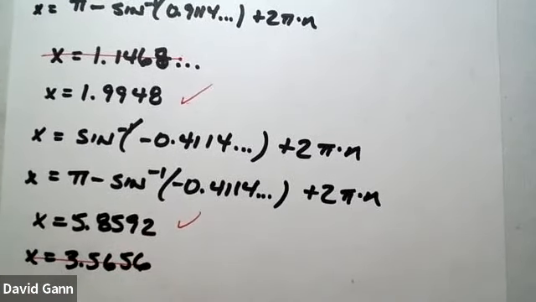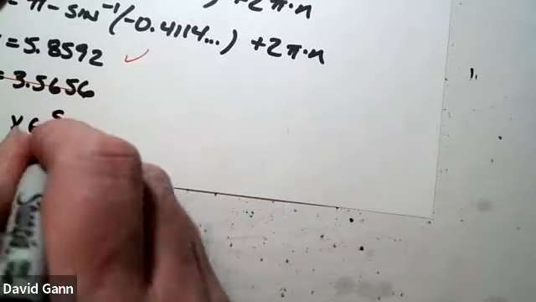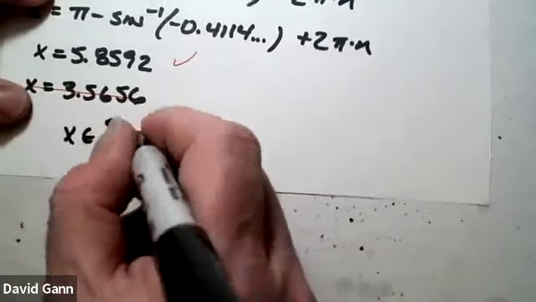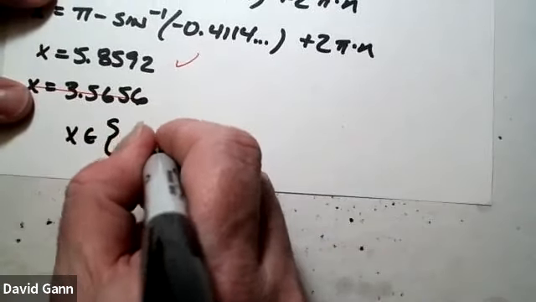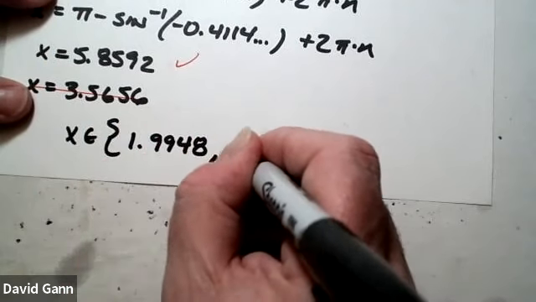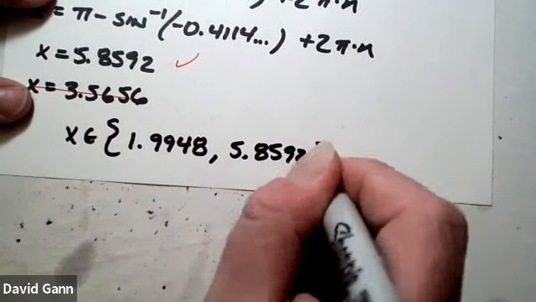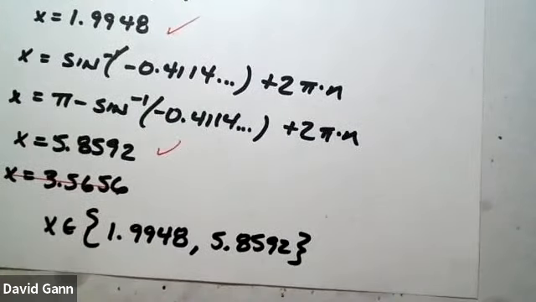So the net result is that we eliminated 2 of these because they simply didn't solve it. And we have that x is a member of the set that contains 1.9948 or 5.8592. So, pretty hard problem, took a long time to get to it, but this is probably as challenging as they get.